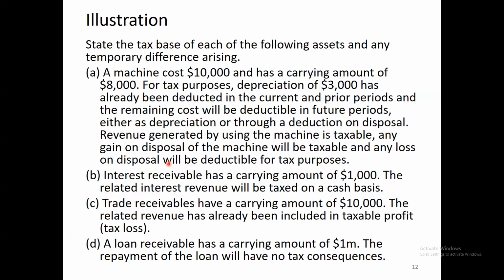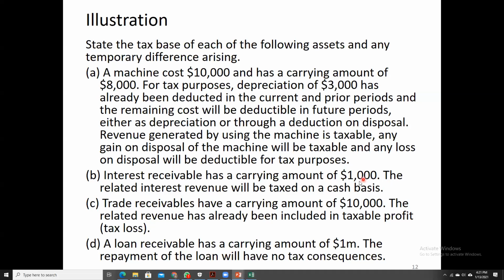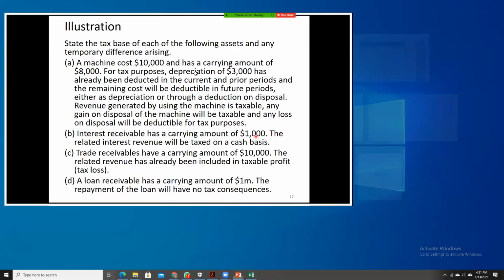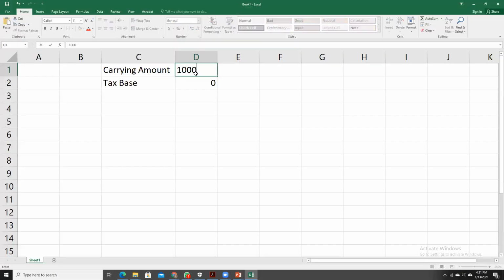Carrying amount, how much? Interest receivable has a carrying value of 1000. Then temporary differences, how much? Carrying amount minus tax base, then temporary difference equals 1000.